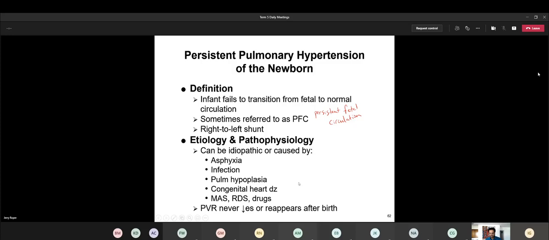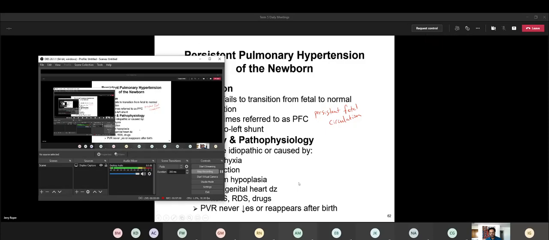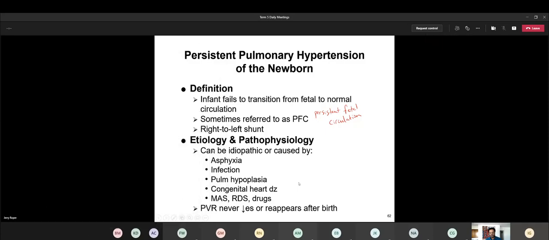And then the last point here is, what if your pulmonary vascular resistance never dropped like it was supposed to in the first place after the baby took that first breath? If that never happens, then just expect there to be persistent fetal circulation, or PPHN.